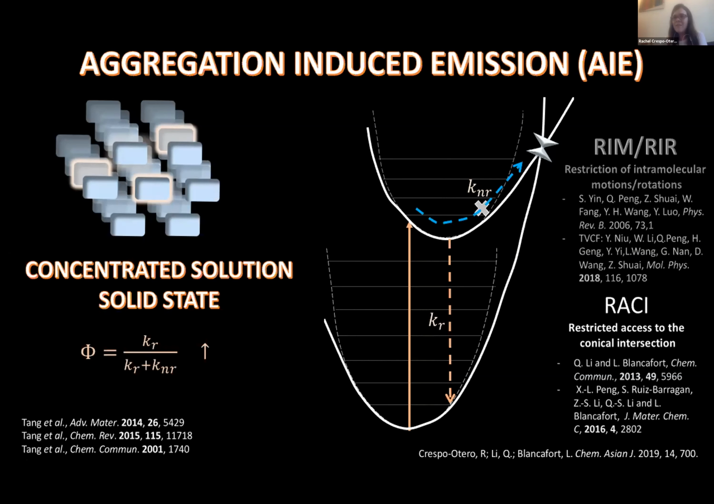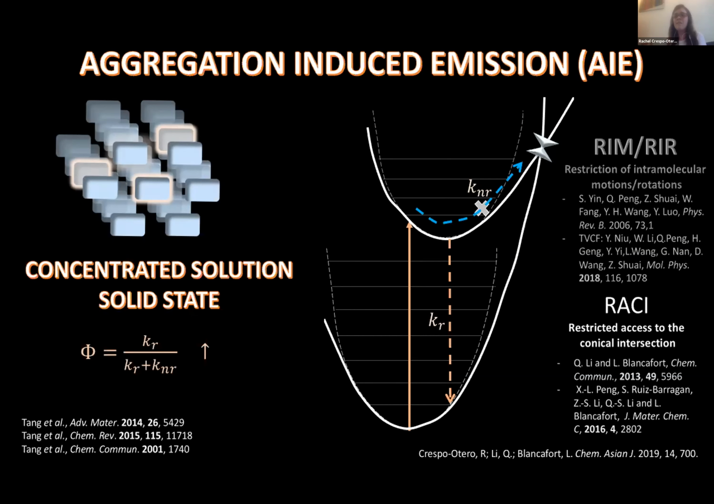There are two models that are normally used to understand how you can improve the emissive response in the solid state. One is restriction of intramolecular motions, which considers the important role of the vibrations. In this case, we are working in a region with big energy gaps, so non-radiative decay will go mainly through the overlap of vibrational states.